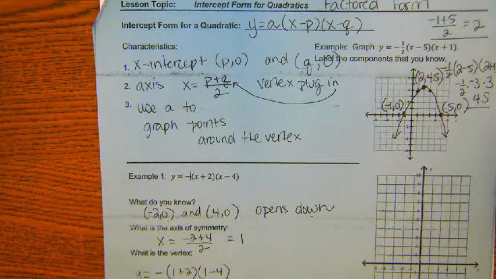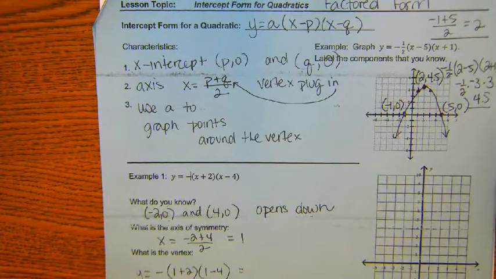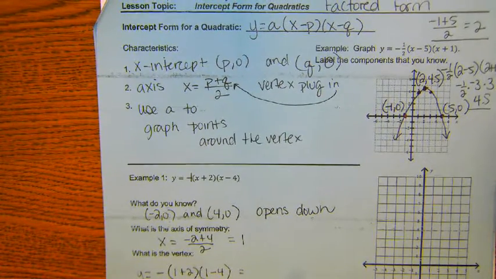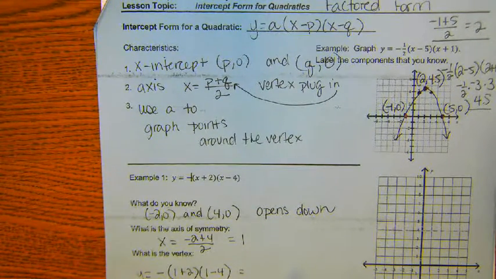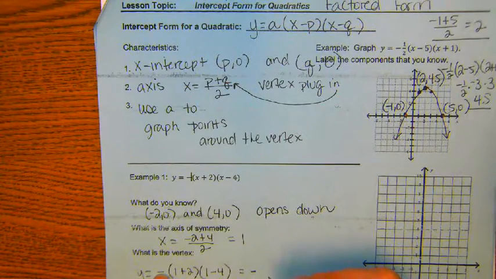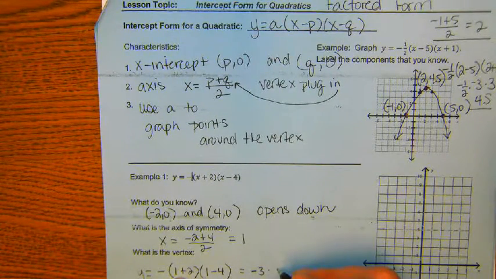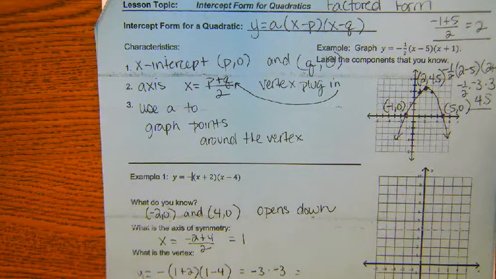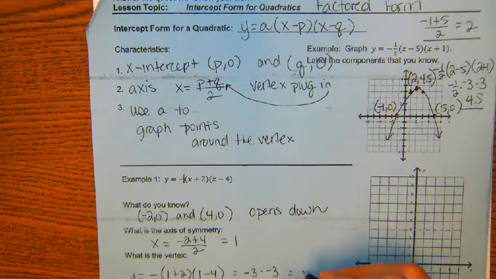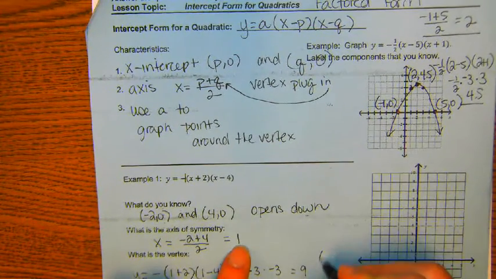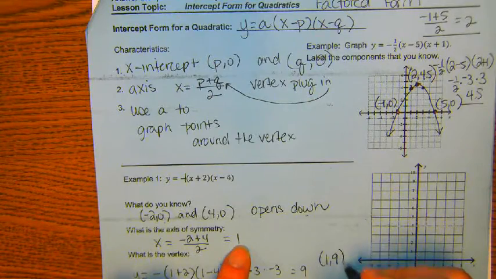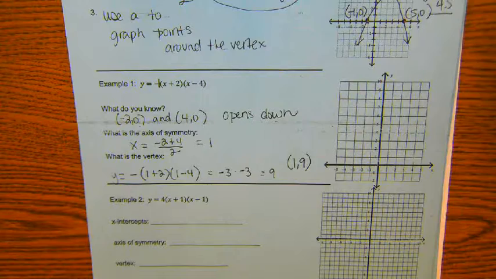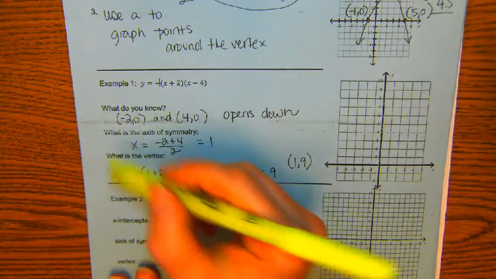What is 1 plus 2? 3. What's 1 minus 4? Negative 3. So I have, don't forget about this, negative, then a 3 times a negative 3. Positive 9. So the vertex was 1, 9. Question so far? So you would use the thing that you plugged in as the vertex? Yep, just like we did before.